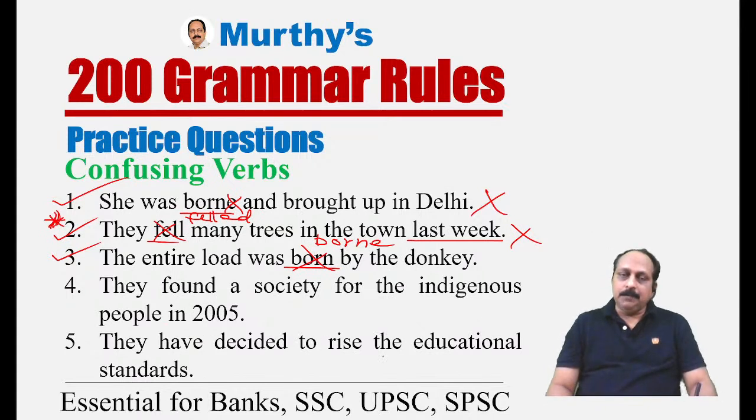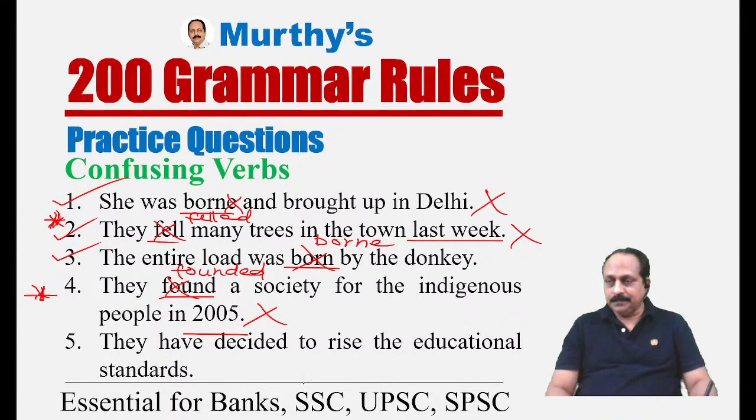They found a society for the indigenous people in 2005. Again, there's every possibility. This is also an important question. When you see 2005, that goes into past, and you see the verb, there's a fixed idea of find, found. It is in past. So you may think there's no error, but the sentence is wrong. It does not talk about find, found. It talks about found, founded. Means what? Established. Because the sentence is in past, the verb should be in the past form. Here it is not in the past form. Founded. Then it is correct. Very good.